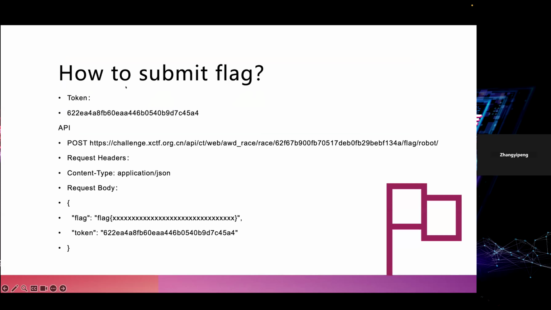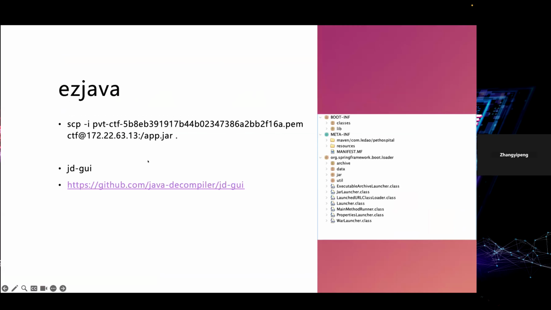And how to submit the flag? We have talked about it, right? Your token, and this is the API. You need to post the flag and the token here. First, let's come to the Easy Java to find some vulnerabilities.